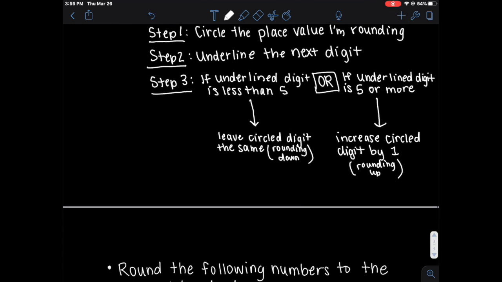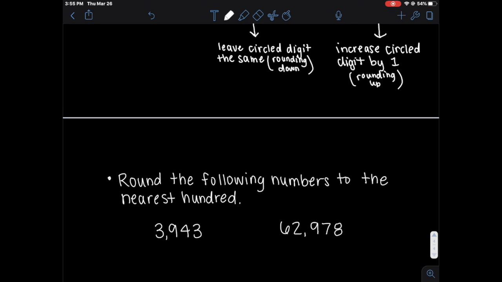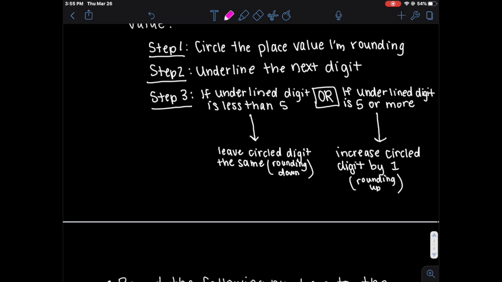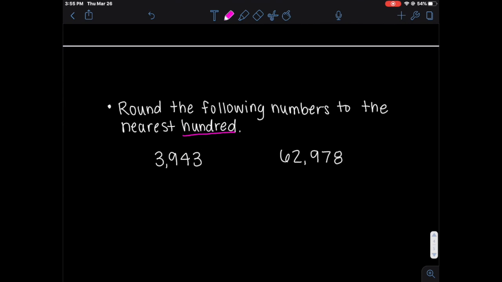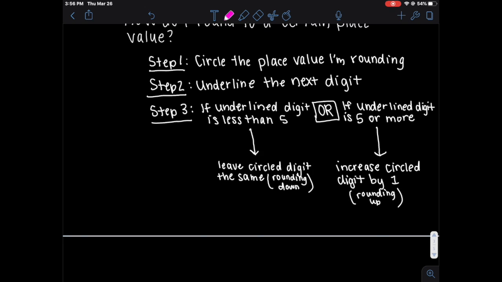All right, so let's do an example. It wants us to round the following numbers to the nearest 100. So if I'm following along to my steps above, step 1 says circle the place value I'm rounding. So it says I'm wanting to round to the nearest 100. So starting with the first number, 3,943, I need to circle the number that's in the hundreds position, which is 9. Okay, step 1 is done.